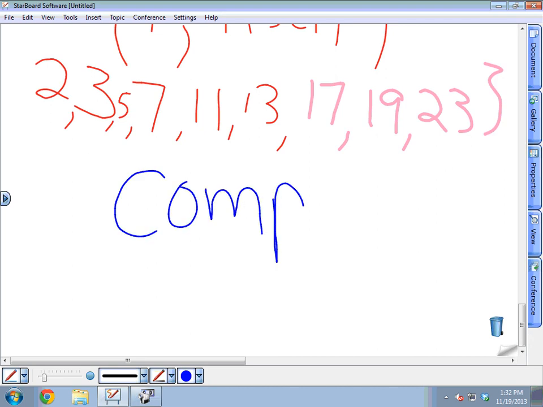Okay, composite. A composite number is a number that's not prime. All numbers are either prime or composite. Okay. Let's see here. Prime factorization.